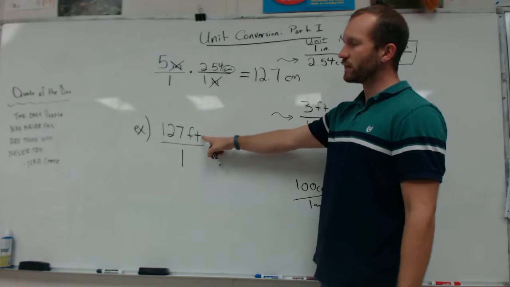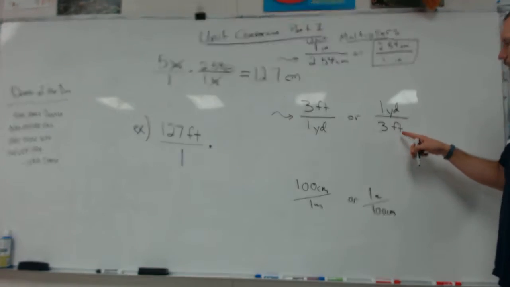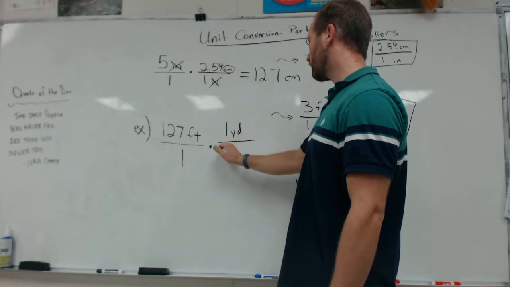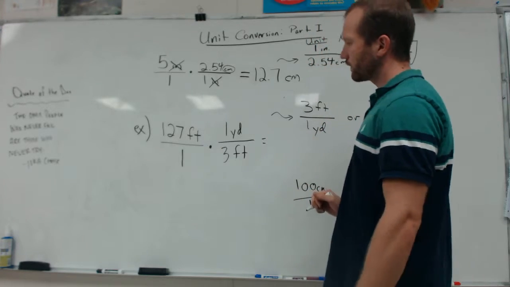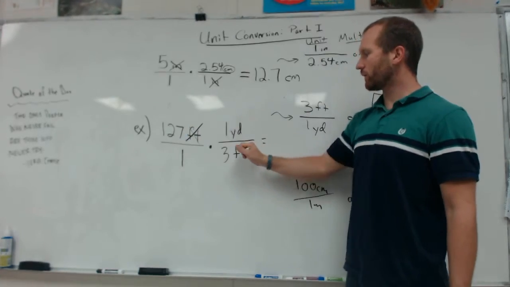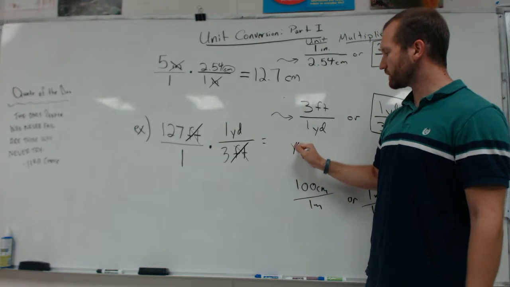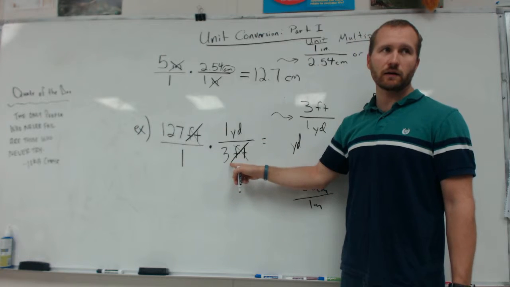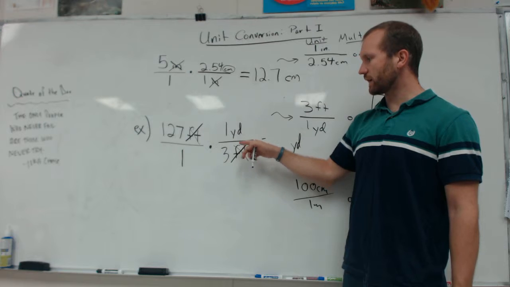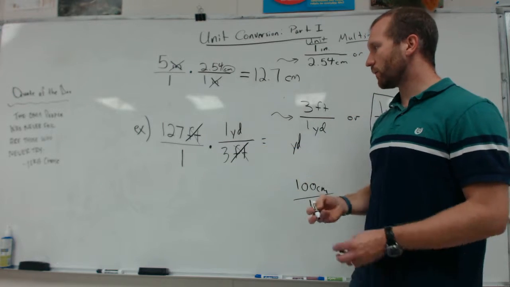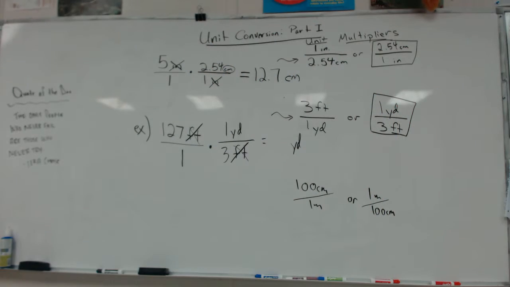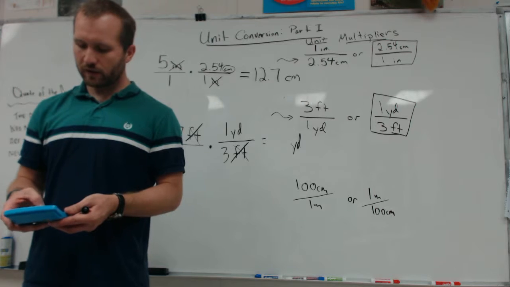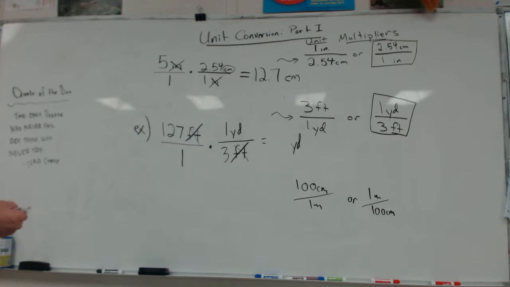I know that I want to cancel feet, and feet is in the top. So I'm going to pick the unit multiplier that has feet down bottom. I'm going to pick this one. So I multiply this times 1 yard over 3 feet. Feet up top, just like it were a variable, cancels with feet down bottom. Yards is left. Now I have 127 times 1 divided by 3. So when I'm doing my numbers, I pretend that these fractions say divided by. Right? So I have 127 times 1, which is still 127, divided by 3. 127 divided by 3. So that's going to be 42.3333333.